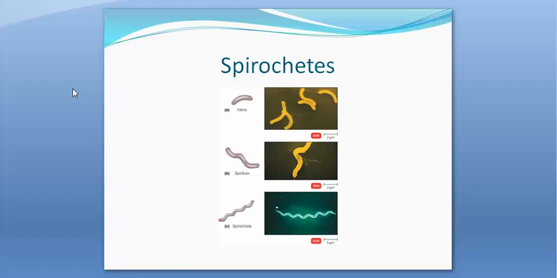In the next two, we have the spirochete and the spirillum. The spirochetes are typically flexible, while the spirillum is typically a fixed or stiff spiral-shaped object.